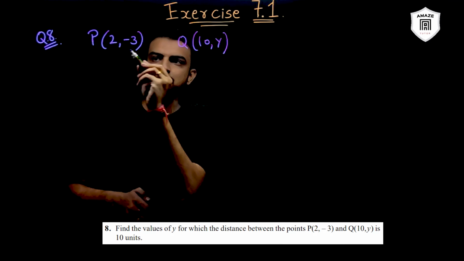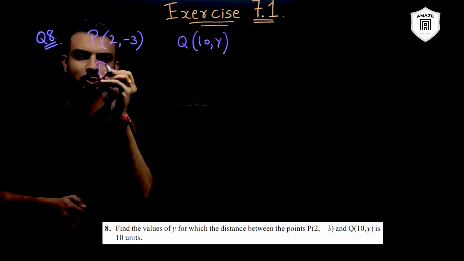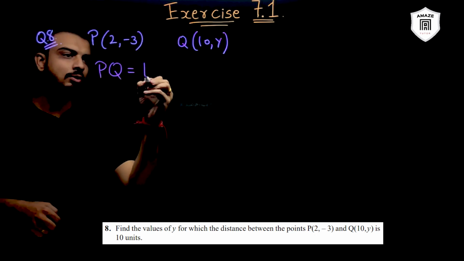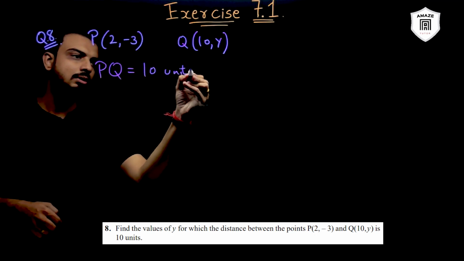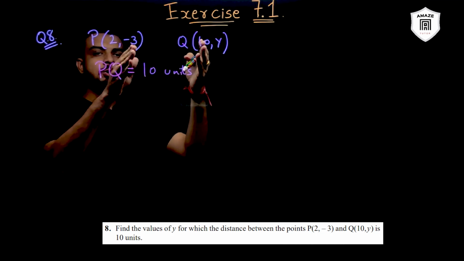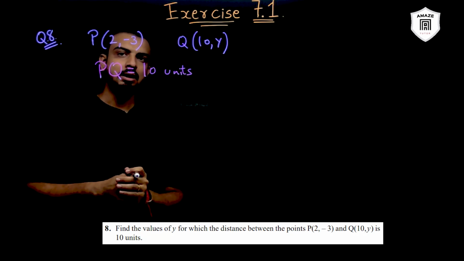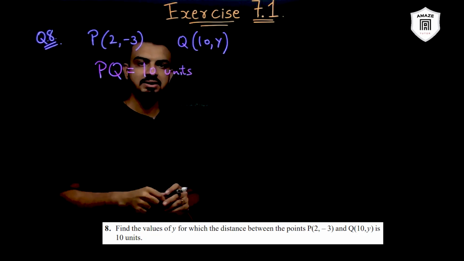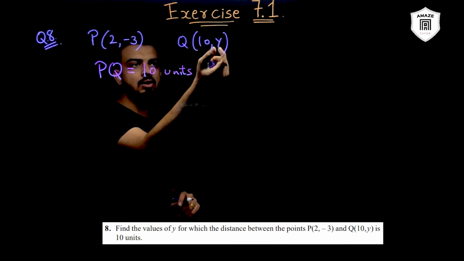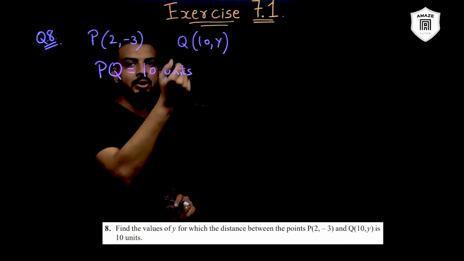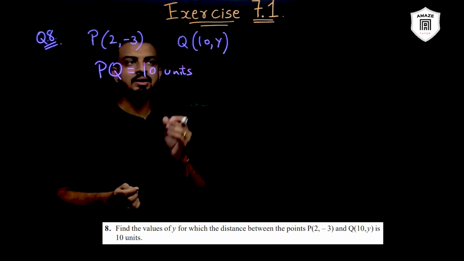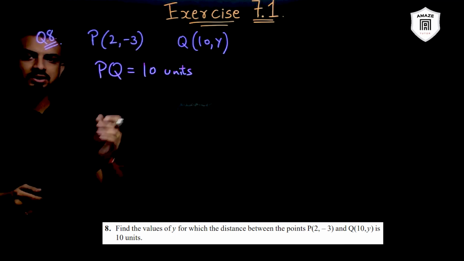Distance between the points P and Q is given. That means distance PQ is given, which is 10 units, right? Okay. So we know if 2 points are given to us, means the coordinates x comma y and x comma y are given to us, we can figure out the distance. But here the distance is given and we have to figure out one of the coordinates here. So the y coordinate of the point Q. So let us apply the distance formula and then let us solve the equation to get the value of y, right? Because we already have the distance.